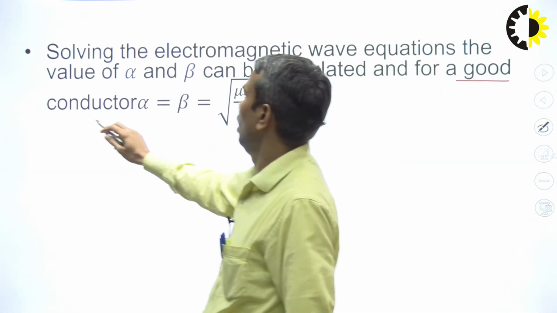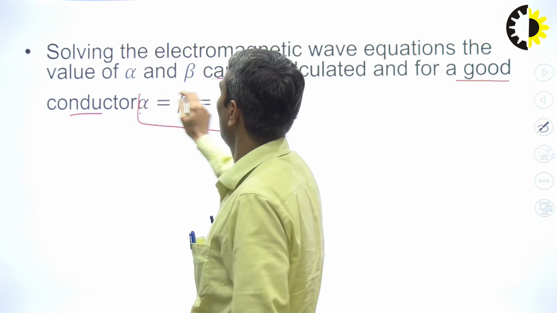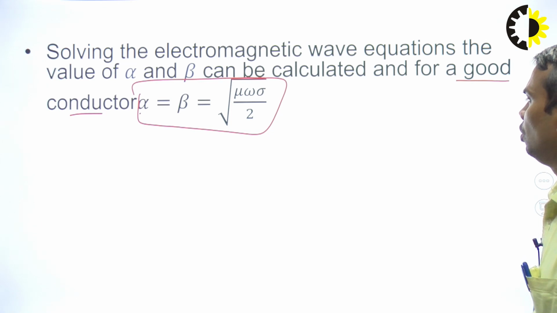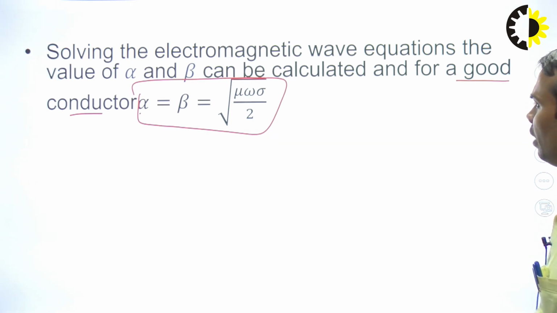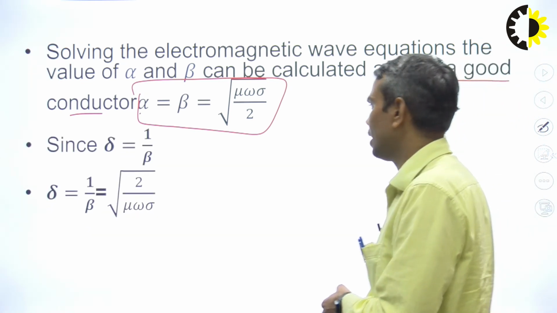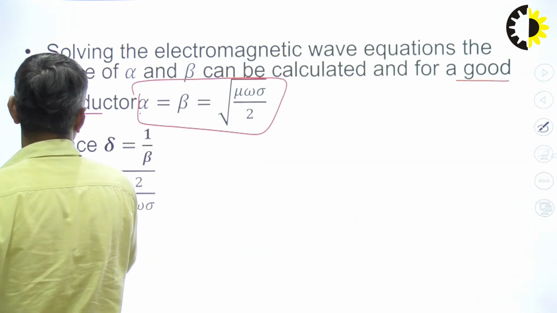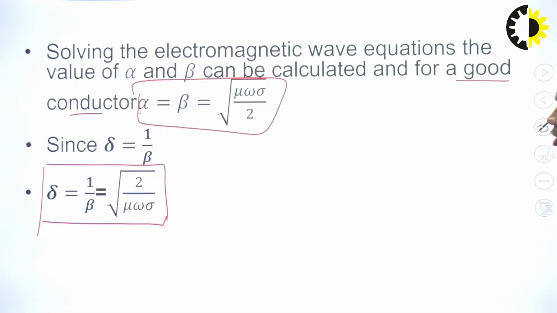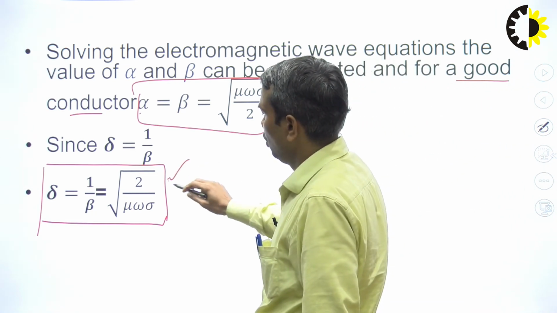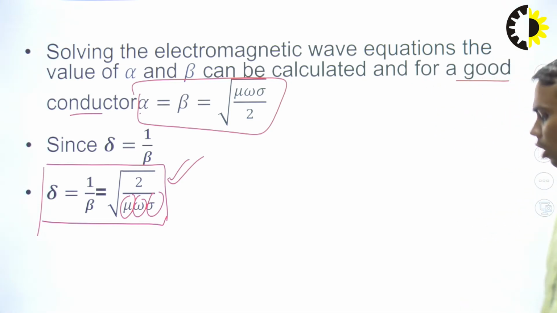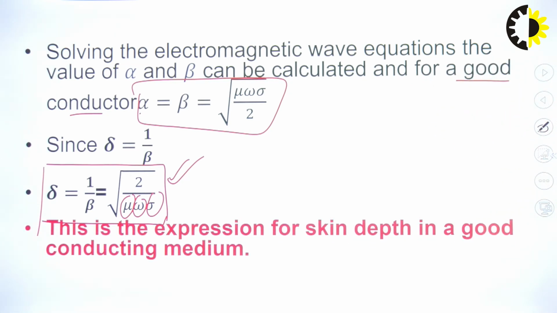So solving the electromagnetic wave equation, the value of alpha and beta can be calculated, and for a good conductor, alpha is equal to beta is equal to under root mu omega sigma by 2. So mu is permeability of the medium, omega is angular frequency and sigma is conductivity. So skin depth will be 1 over beta. So this is the skin depth formula. We can solve numericals based on this equation. If we know these three terms, we can solve the skin depth. So this is expression for skin depth in a good conducting medium.